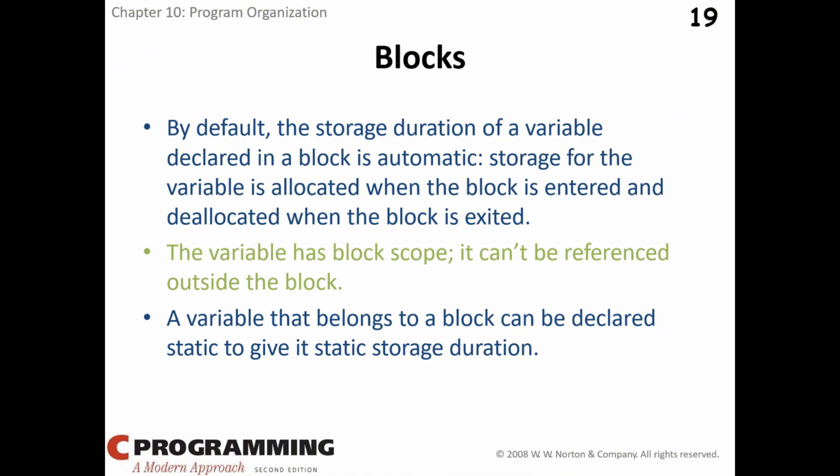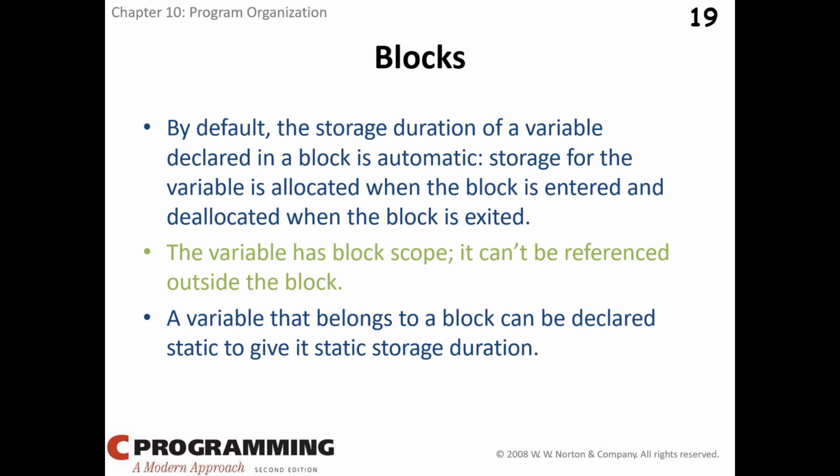When we declare a variable within a block in C, by default, it has automatic storage duration. This means that the memory space for the variable is allocated when the block is entered and deallocated when the block is exited. In simple terms, the variable exists only within the block and is created anew each time the block is entered. Additionally, variables declared within a block have block scope. This means that they can only be referenced and accessed within the block in which they are declared. Once we exit the block, the variable goes out of scope and cannot be used elsewhere in the program.